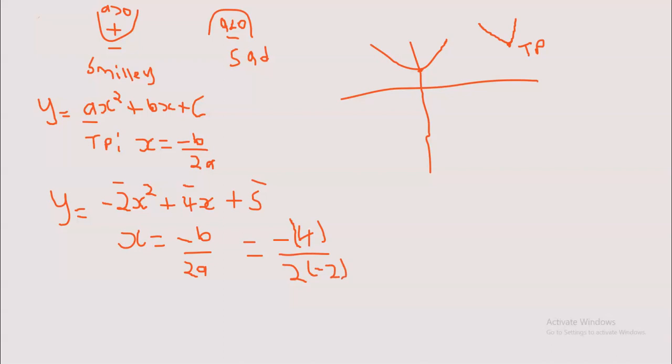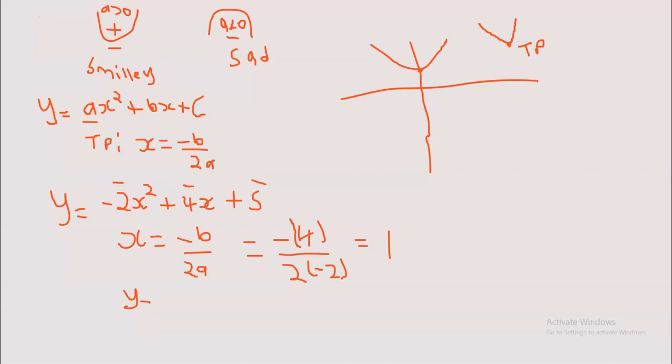So we can simplify this. This will be negative 4 over negative 4, which gives me 1. So my x value of my turning point is 1. Remember, the turning point must be a coordinate, meaning I must go and find the corresponding y value.